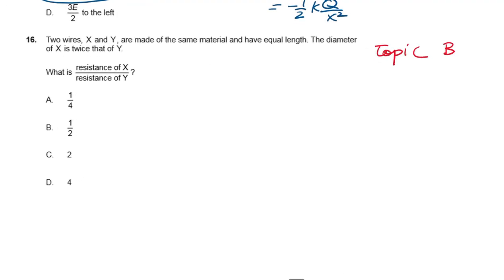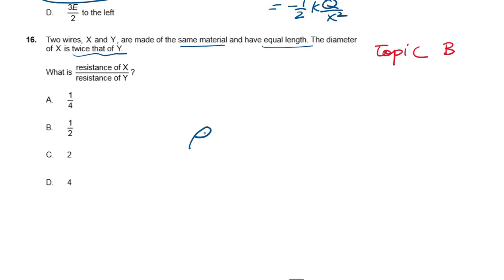So question 16. Two wires X and Y are made of the same material and have equal length. Diameter of X is twice that of Y. What is the ratio of resistance of X to Y? Let's bring out our data booklet, and we have our formula, right?